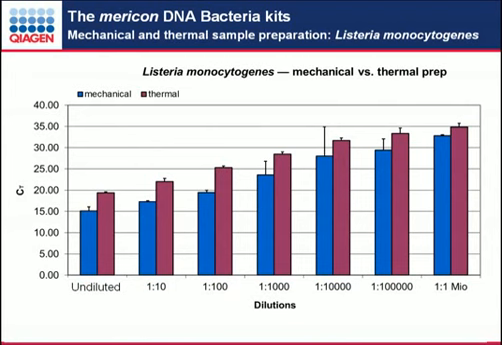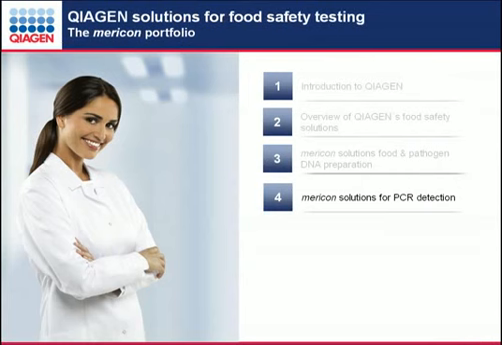This slide just demonstrates the difference between the mechanical and thermolysis protocols for Listeria. This is our gram-positive bacteria, and you get certainly slightly enhanced PCR recoveries or PCR reactions, certainly with low, undiluted and lower dilutions of the Listeria. So it does make a difference. If you use mechanical lysis, you get better PCR performance with the gram-positive bacteria.